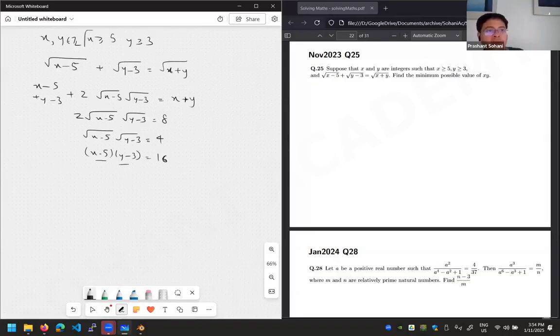And so this information they have given is also important, that x is greater than 5 and y greater than 3. Or in other words, x minus 5 and y minus 3 are both positive, not zero. So therefore, I need to consider only positive roots. Otherwise, I have to consider negative. If this information is not given, then my problem becomes more complicated, because I have to consider, for example, minus 2 into minus 8 also. But we don't have to bother with that because everything is positive. So the only factorizations that we need to consider are 1, 16, 2, 8, 4, 4.